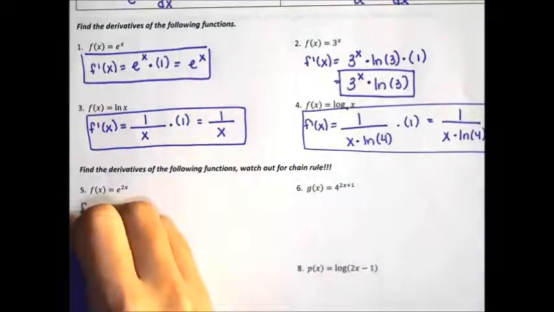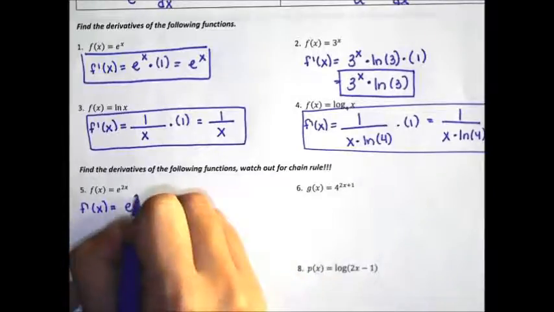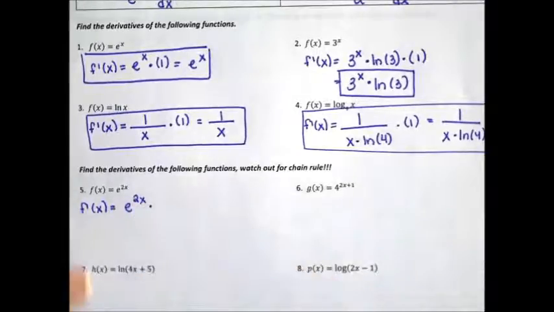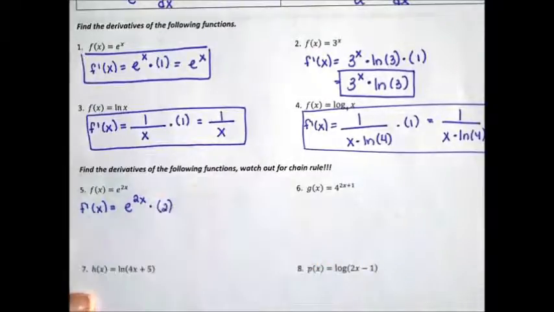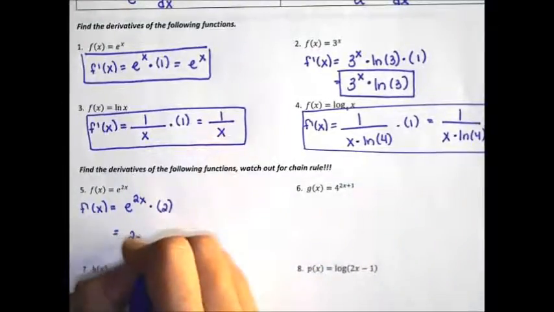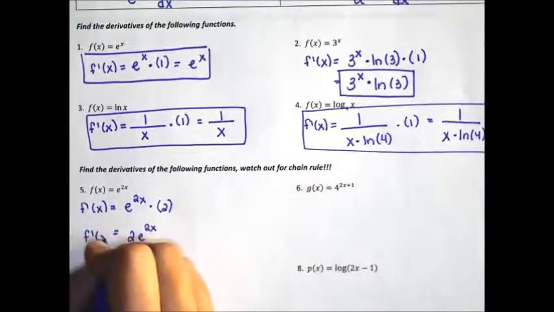So if we take the derivative here, the derivative of e to the something is just e to the something. But then we're going to need to take the derivative of the something. In this case, that would be a 2. So we would say that our final answer is 2e to the 2x.